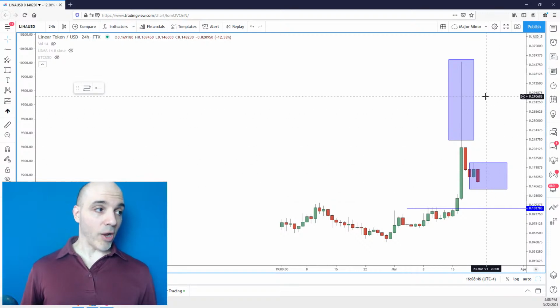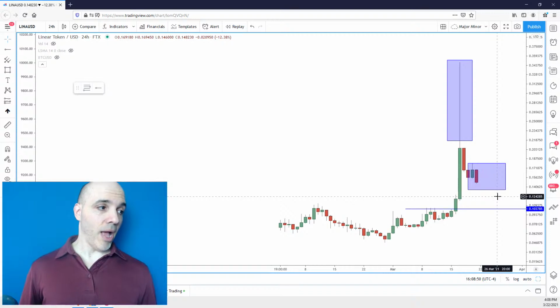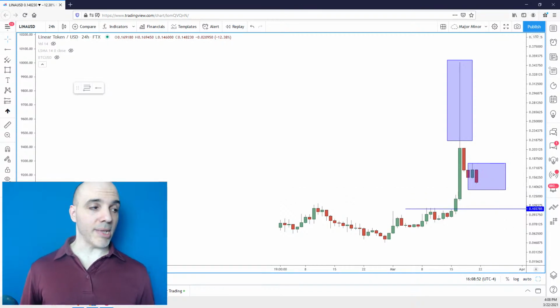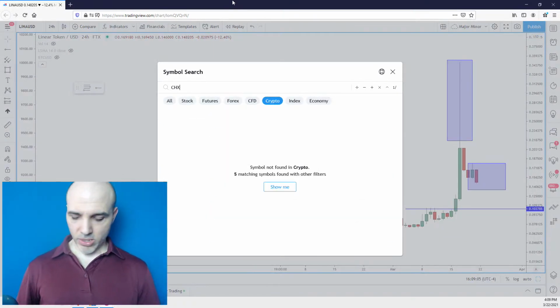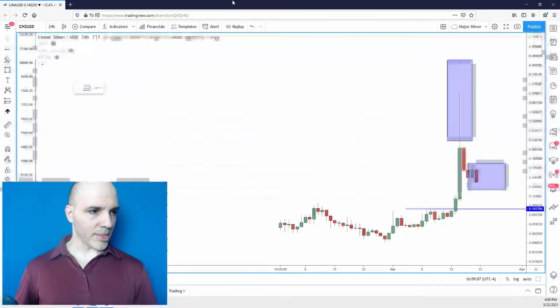So if you were in it, I hope you took something off the table. If you're looking to get into it, I would wait at least till somewhere closer to 10 cents. And also it would be nice to see some form of price action confirmation, like a pin bar. All right, so that was that one. And there was one more, CHZ. CHZ, okay, hold on, USD, let's take a look.